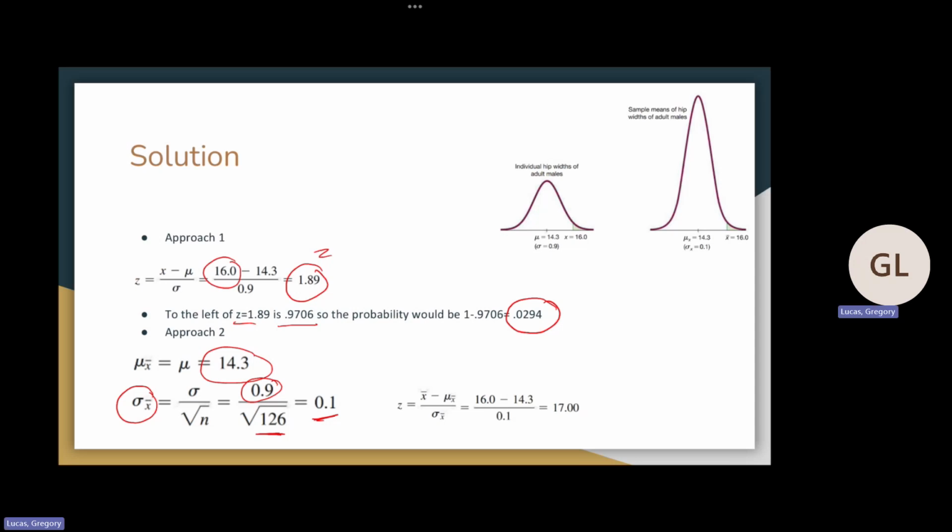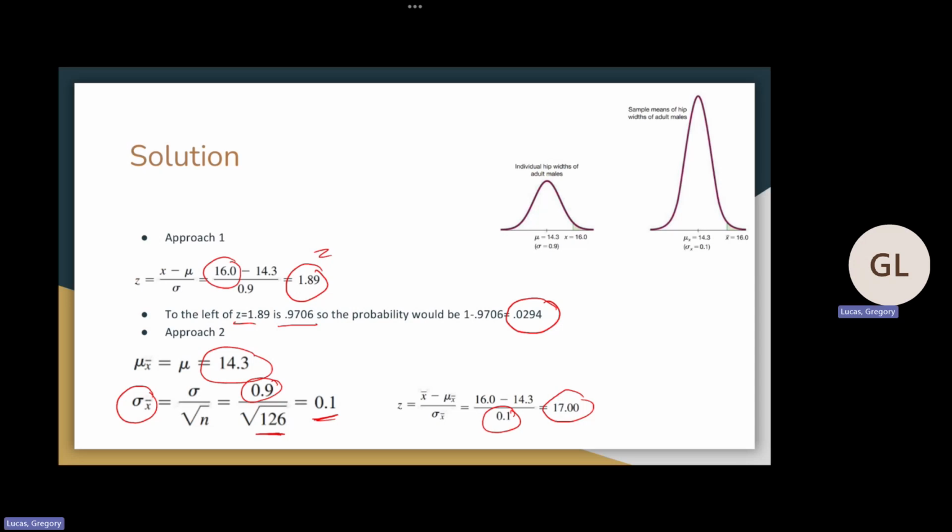And then we can go ahead and plug it into our new equation. So we have x bar minus mu of x. Still using the number 16 minus 14.3, we see that the only difference is this standard deviation at the bottom because we're dividing by the square root of n. Then we get a z-score value of 17.